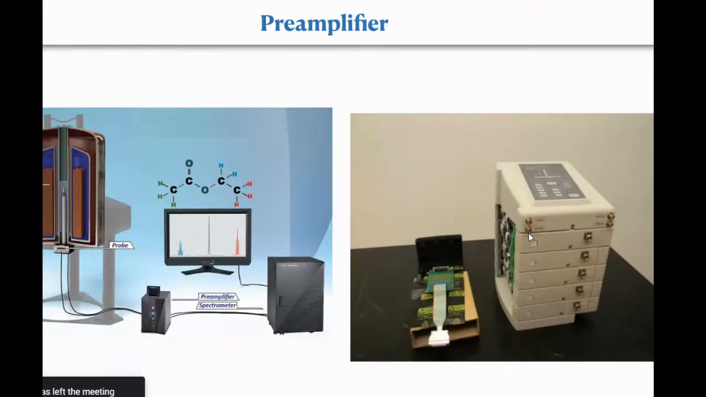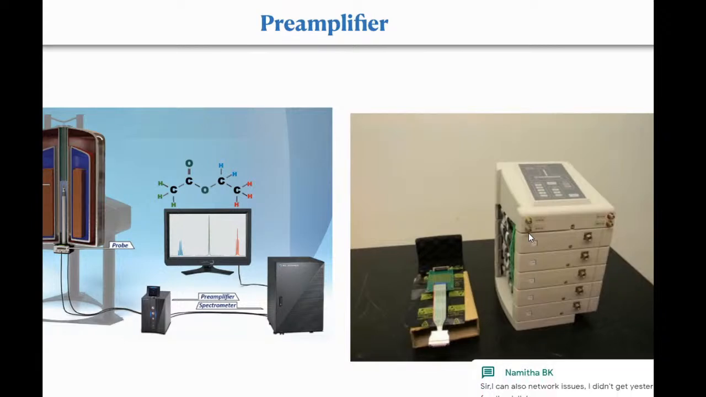Okay, one channel, either to carbon 13, because you can't connect carbon 13 to proton. That is not going to happen. Okay, that should not happen. For carbon 13, there should be a dedicated preamp module. There should be a dedicated preamp module for proton. There should be a dedicated preamp module for the X nuclei, carbon 13 or others.